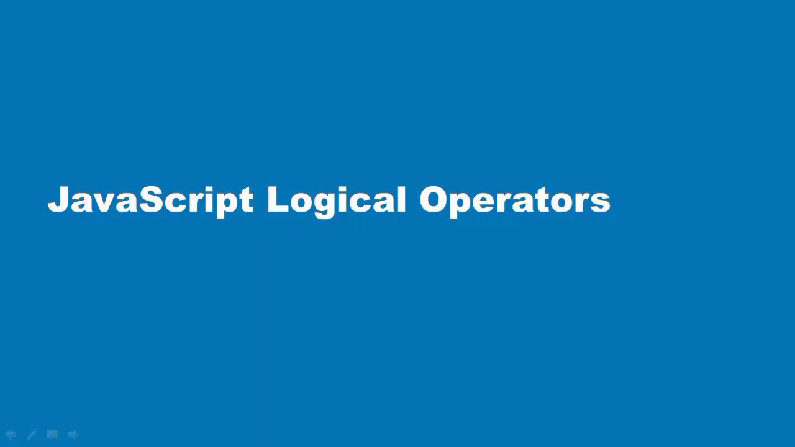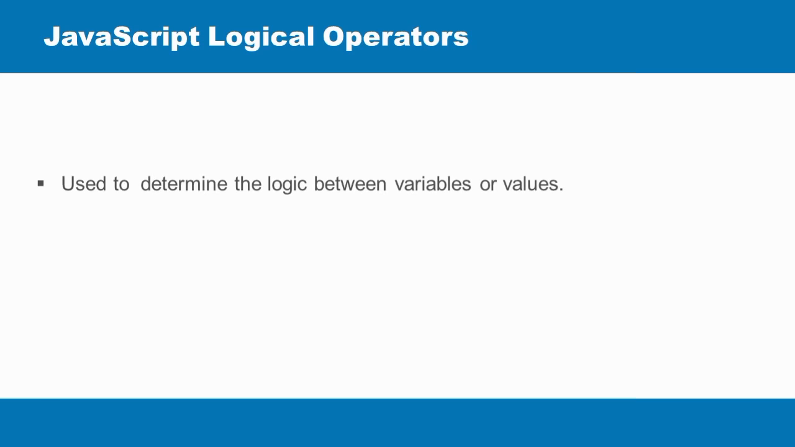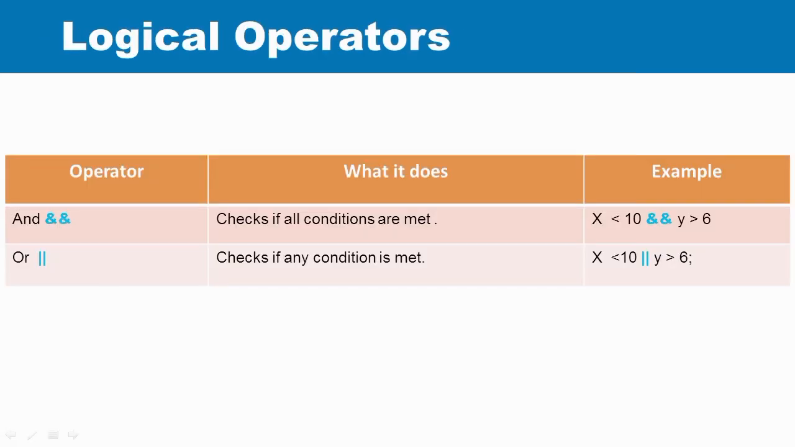Hello and welcome. In this video, I'll be introducing you to the JavaScript logical operators. The JavaScript logical operators are used to determine the logic between variables or values. So this is a basic table that shows you two logical operators. The first is called the and is represented by the ampersand symbol.